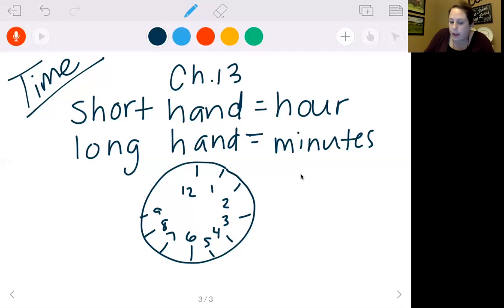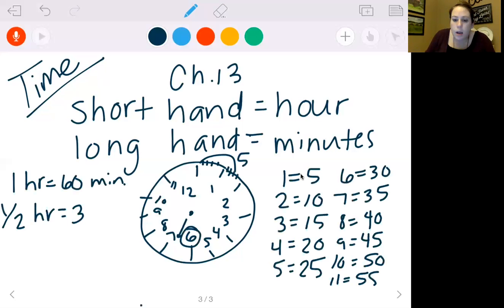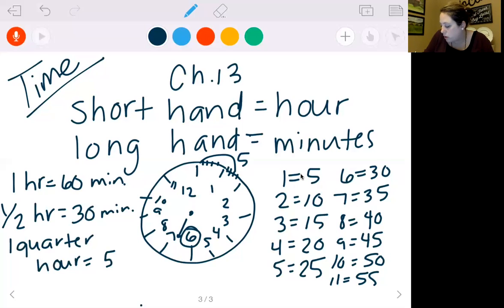You need to know that a half hour is 30 minutes. And a quarter hour is 15 minutes. So those are super important, and I need you guys to know those before we can even get to the elapsed time, which I know is the struggle.